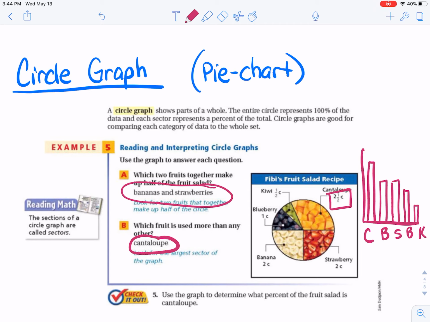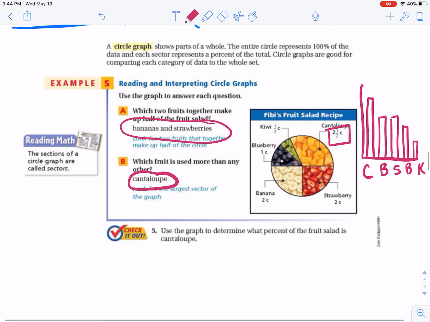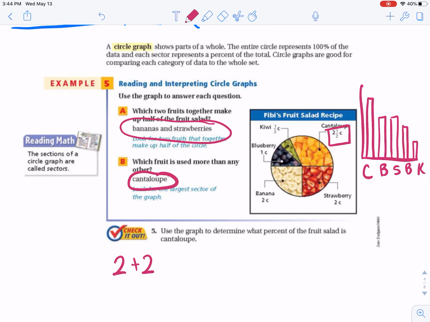Now it says use the graph to determine what percent of the fruit salad is cantaloupe. So going back to the first example I did with bar graphs, when we were adding up and figuring out how many fat grams were in turkey, I do have to do the same thing. First of all, I have to add up how many cups there are in this salad. Bananas, strawberries, I'm going to make it 2.5 just to make my life easier. 1 cup of blueberries and half a cup of kiwi. So you're going to add 2 plus 2. That's 4, 6.5, 7. I've got 8 cups of fruit.